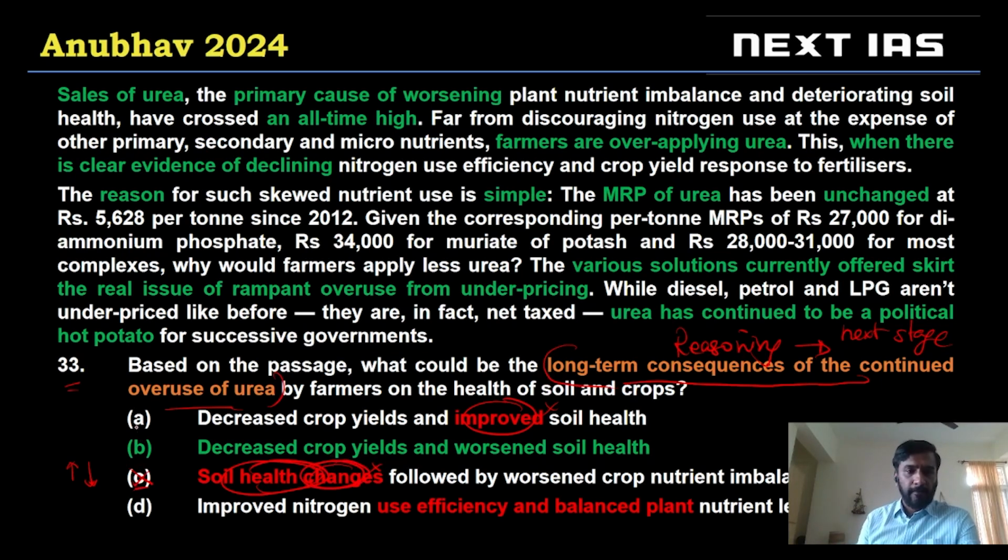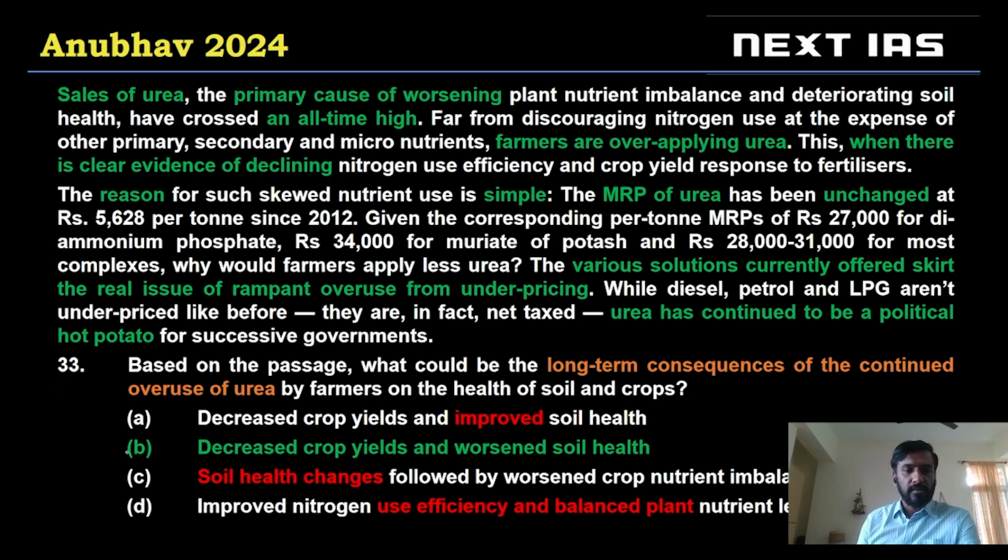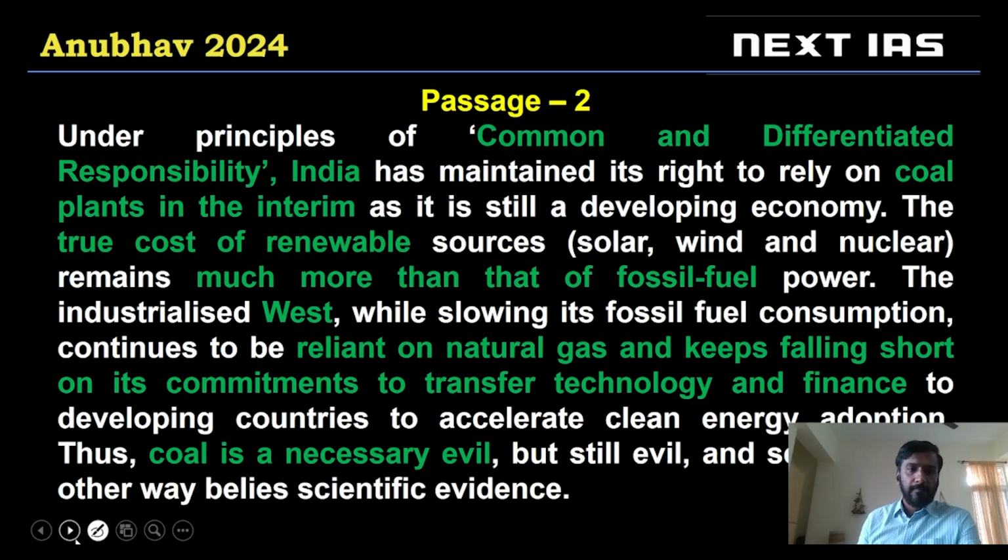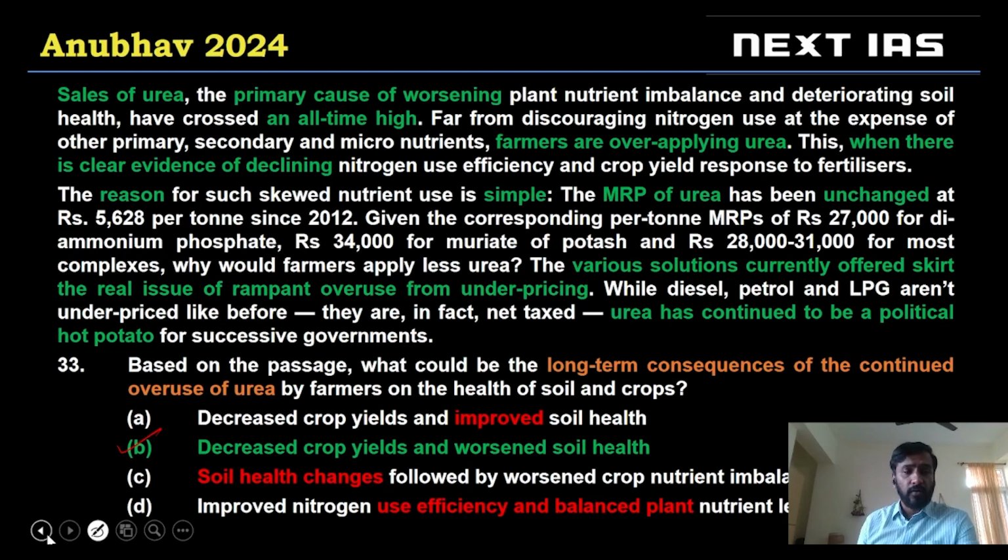We can't see. So A and C are invalid, and D, improve nitrogen use efficiency. ये improve तो नहीं होगा, right? So D is invalid. B is the correct choice. Decreased crop yields and worsened soil health. This we can find from the first part of the passage. Fairly easy passage. I expect all of you to get all three right in this passage. Let's see the next one. Or at least all of us having the ability to get all three right in this passage. We'll see the next one.